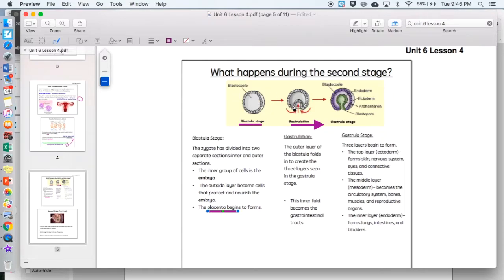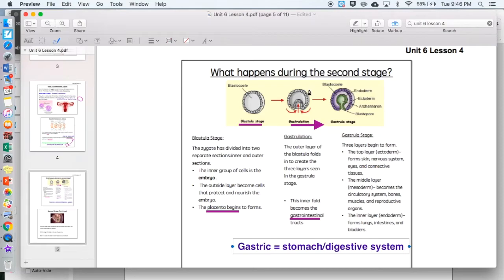From the blastula, those cells move into the center and they do something called gastrulation. So now, for a moment, think about the word gastrointestinal. Think back, what unit was that from? Or you might be thinking about how you're hungry, so your gastric juices are churning. Any guesses? Gastric is your stomach. So your digestive system is actually the first body system that forms.